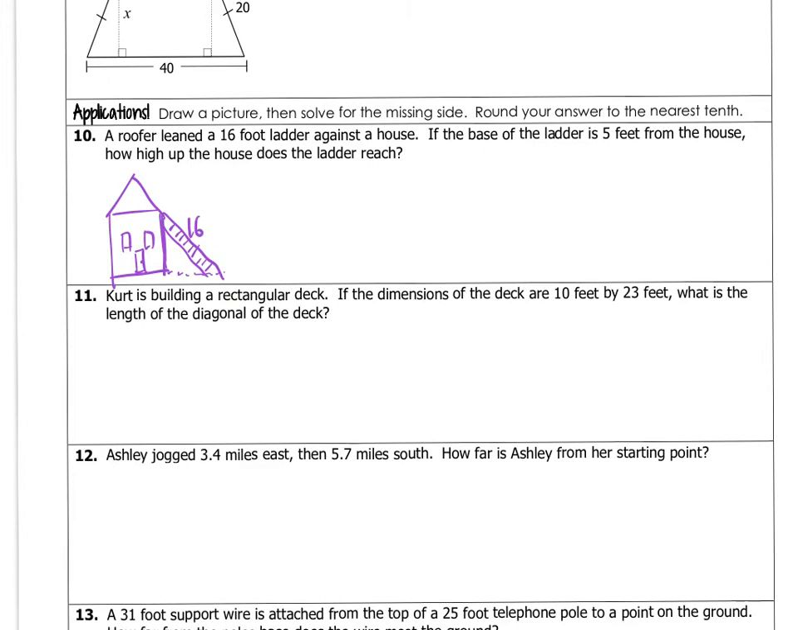Notice that the house, even though it doesn't look like it, is perpendicular right there. And the base of the ladder is 5 feet away. So this base, I'm going to take this point to this point. This is 5. So in other words, I've got a hypotenuse. If I extrapolate this right triangle out, I would have 16 as the hypotenuse and 5 as one of the legs.